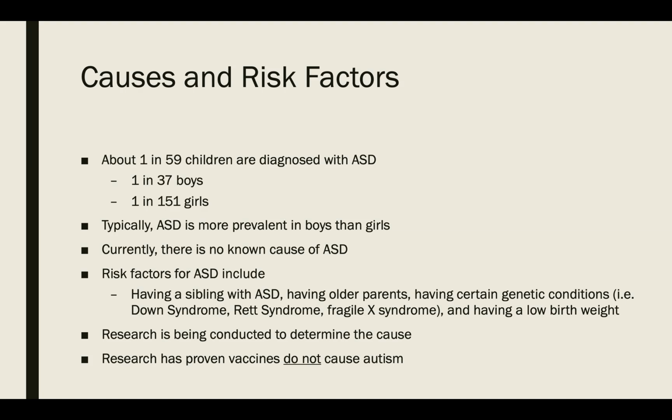There are risk factors: having older parents, having a sibling who has an autism spectrum disorder, having genetic conditions like Down syndrome or Rett syndrome, and having a low birth weight can contribute to having ASD, but again, there is no known cause. There is research that's being conducted to determine the cause, and this research has proven that vaccines do not cause autism. It's a super controversial topic in social media right now, and it was comforting to read the research that has shown that vaccines do not cause autism.